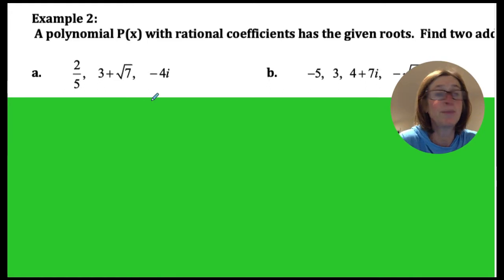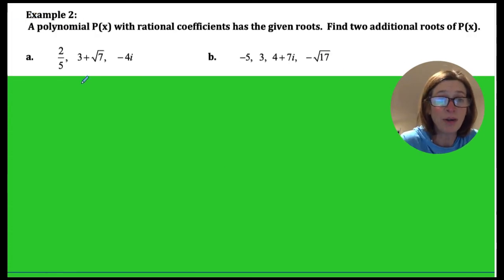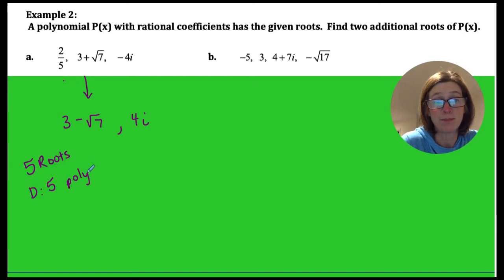Well, we could be asked to write a polynomial, or to find two additional roots. So if I know that 2/5, 3 plus root 7, and negative 4i are roots, then I know that there are two other roots, 3 minus root 7 and 4i. So this actually has 5 roots. So it's a degree 5 polynomial. We're going to be able to do more with that.